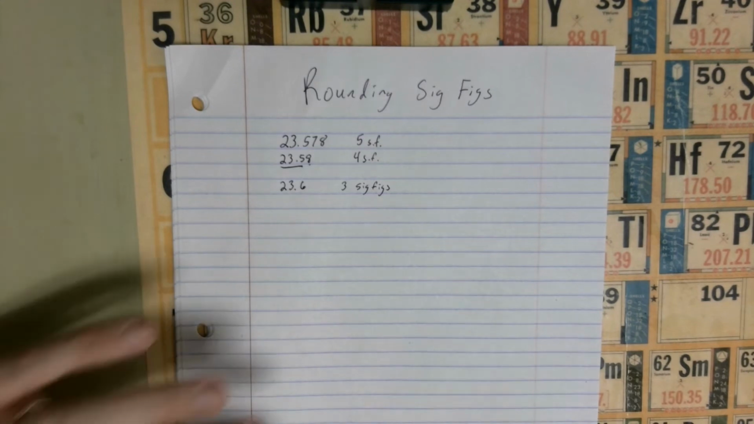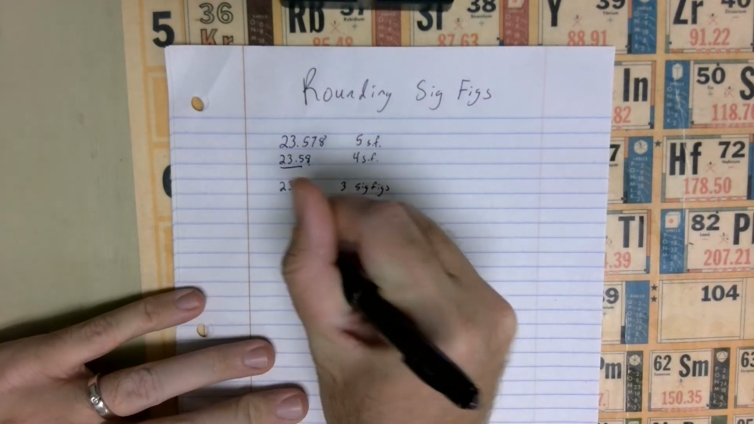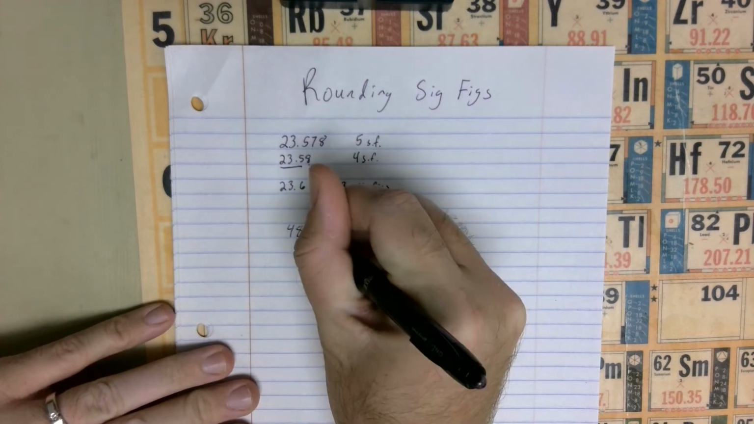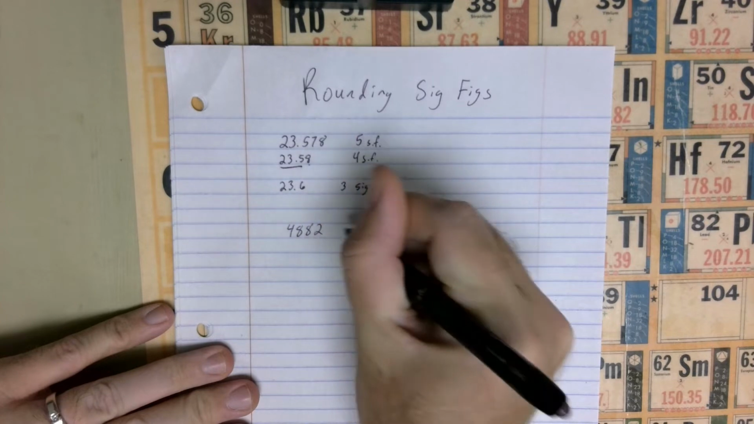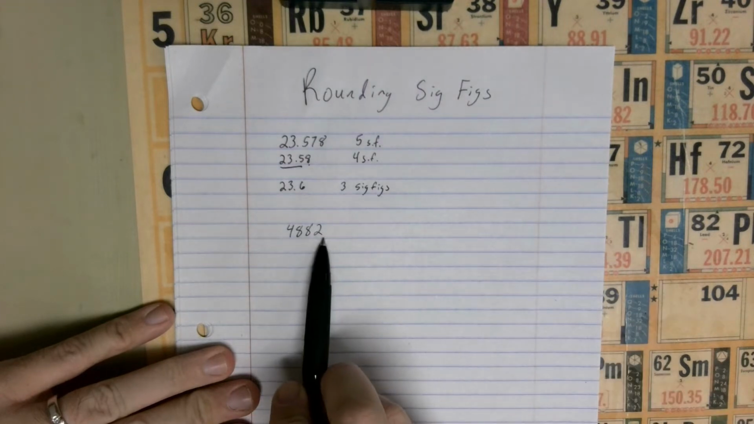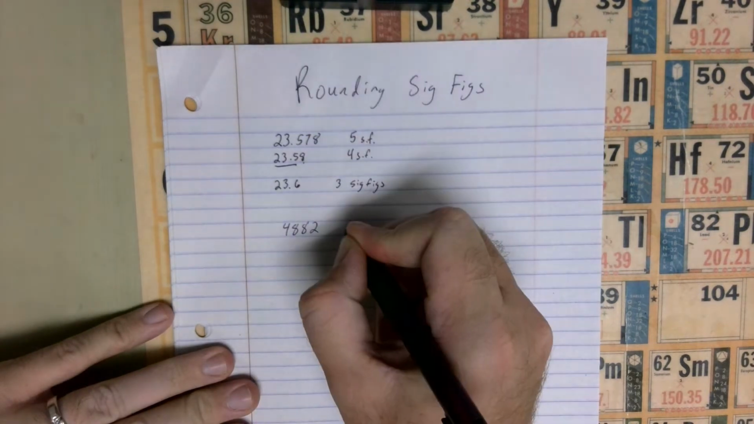So let's try another one. If I have the number 4,882, so that number has how many sig figs? No decimal point. Look at the furthest non-zero to the right, which is the 2, that digit, and everything to the left. So this has 4 sig figs.